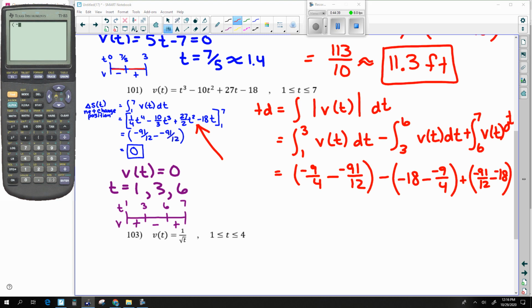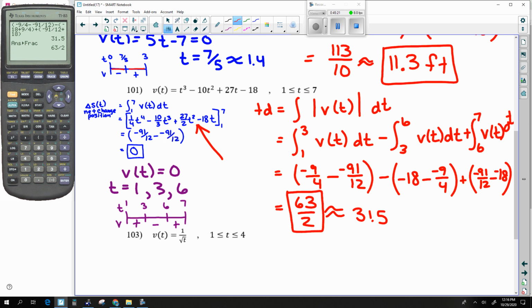So let's go ahead and put that together. Negative 9 over 4 minus negative 91 over 12 minus negative 18 plus 9 over 4 plus negative 91 over 12 plus 18. Yeah, these are in feet.